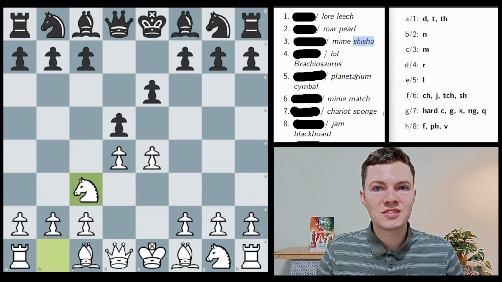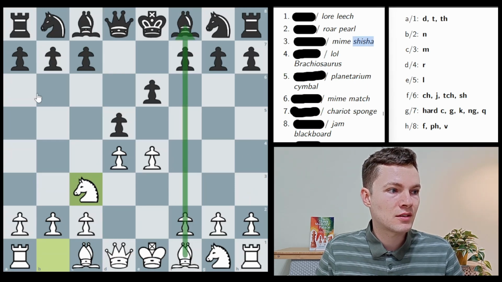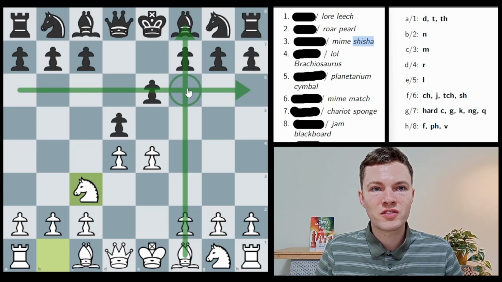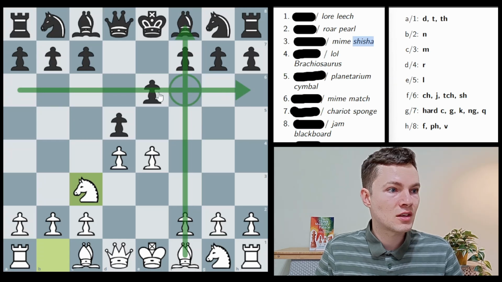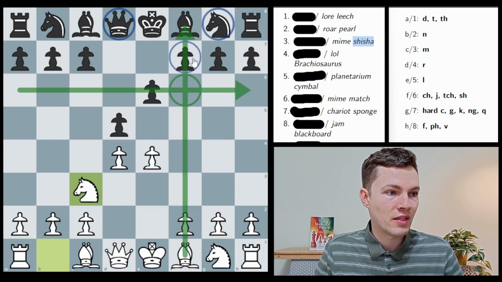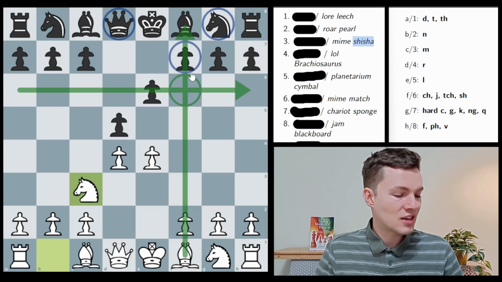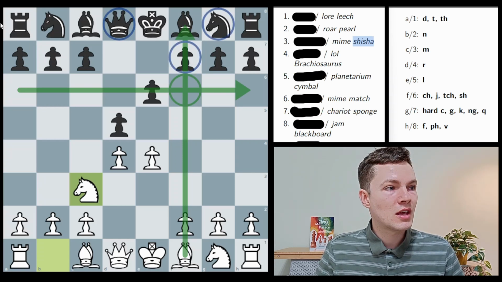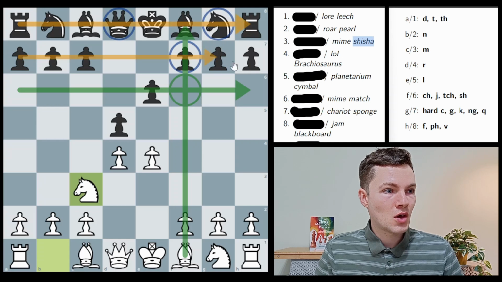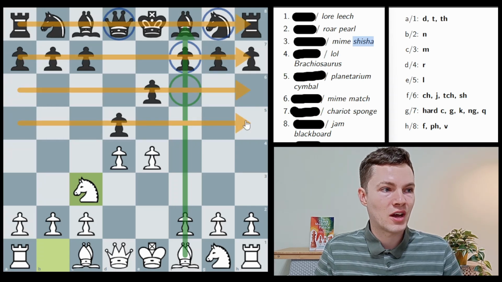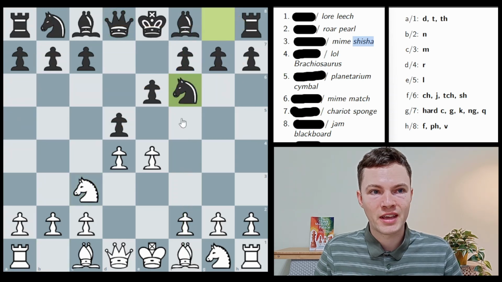Black replies "shisha", so the two sh sounds give us f6. And again, there's a choice of pieces which can move to f6. So this time we have three options: the queen, the knight, and the pawn. Shisha has two syllables, so it'll be the second piece which appears on the line starting from the back, break ties from the queen side. So 1, 2 must be knight f6.